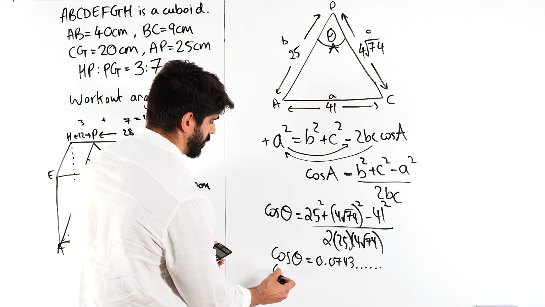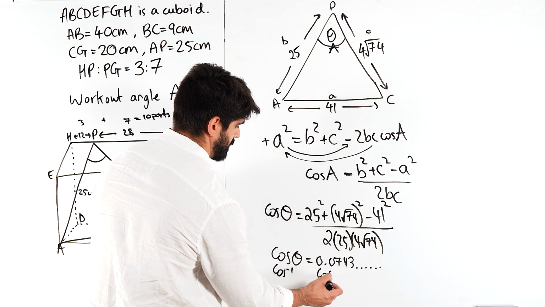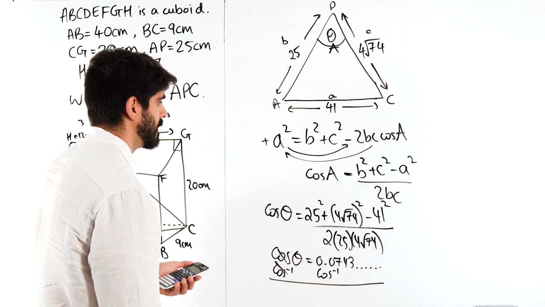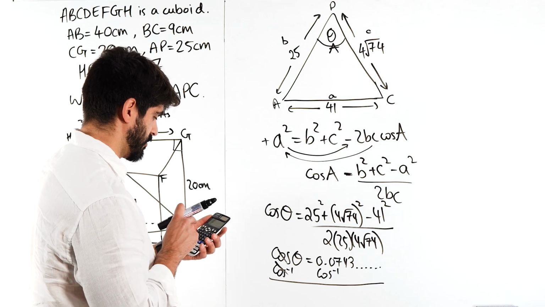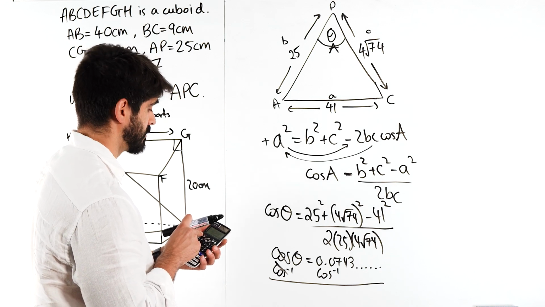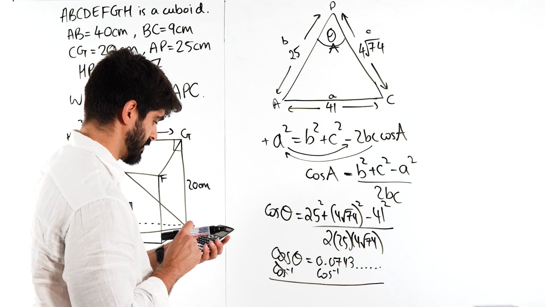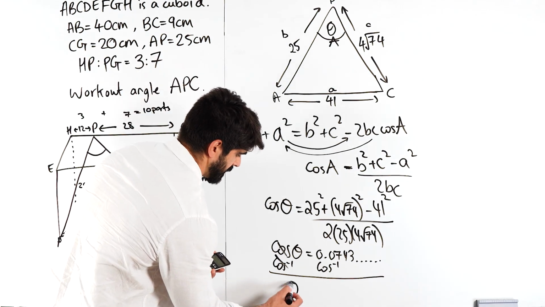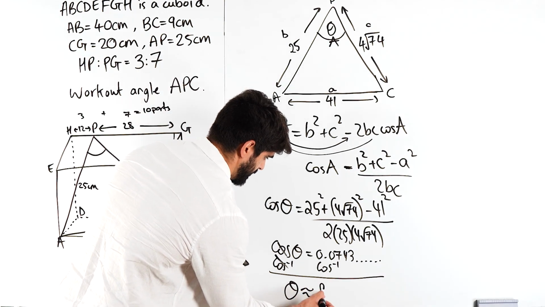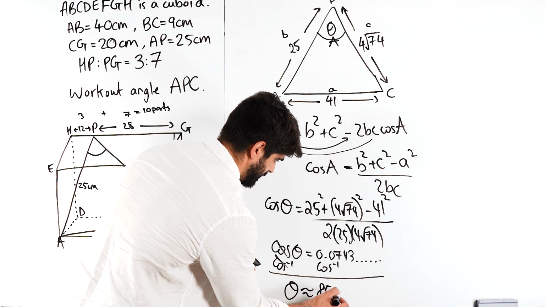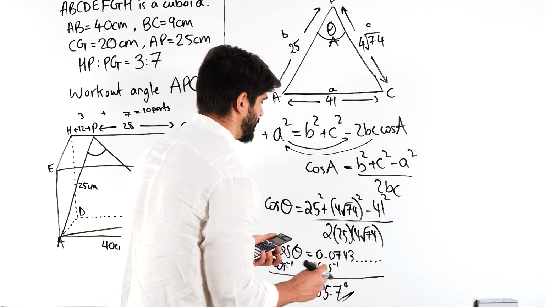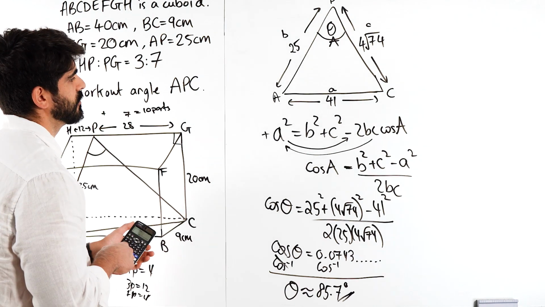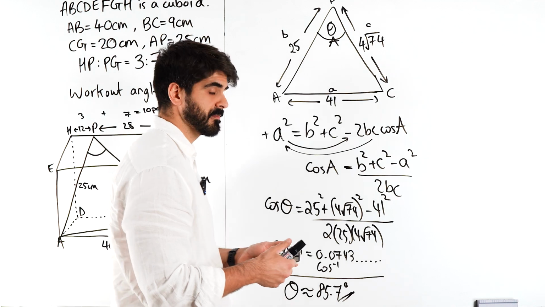And then to work out theta, we're going to do the inverse cosine. Okay, which when I do inverse cos answer, I get 85.7-ish. Theta is approximately 85.7 degrees, and that's your solution. It's a pretty tough question, this one. It would be about 5 marks, though. I wouldn't say 6 for this, but yeah, 5 marks.